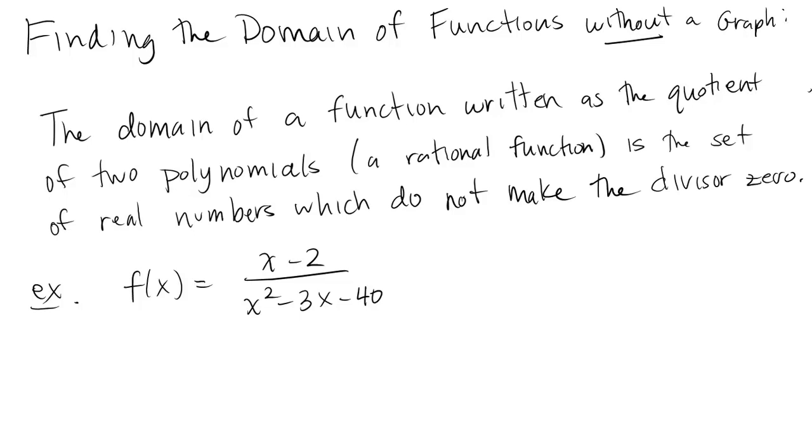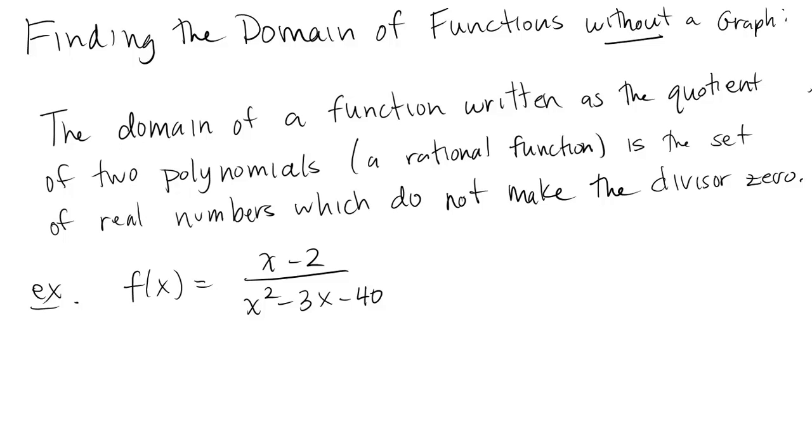Suppose we have a function that's written as the quotient of 2 polynomials. Later we'll learn that these are called rational functions, but I'm cheating a little bit by bringing this up now. So we'll just say it's the quotient of 2 polynomials. In the example function here, I've got this polynomial in the numerator and this polynomial in the denominator. Well, since that fraction bar represents division, we know that the denominator can't be 0. Those are the only numbers that would not be in the domain of this function. The domain of this function is the set of real numbers which do not make the divisor, the denominator, 0.